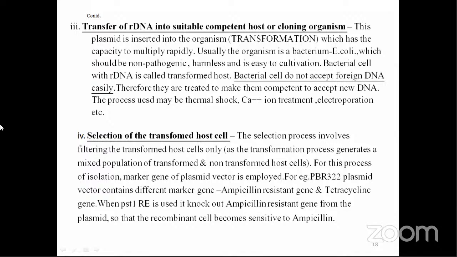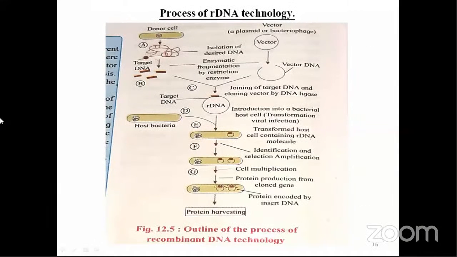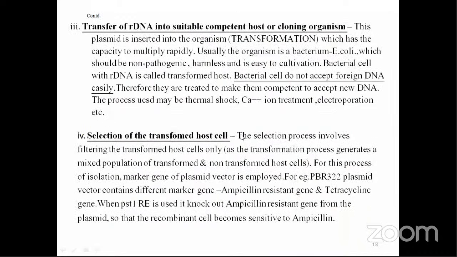Okay, a bacterial cell with our DNA is called a transformed host. Understood? See this slide, I will tell you. Now here you see the vector DNA is added over here. Now this is known as the transformed host. At this stage it is known as host bacteria, but when this is introduced, then it is known as transformed host. Right? So transfer has taken place.